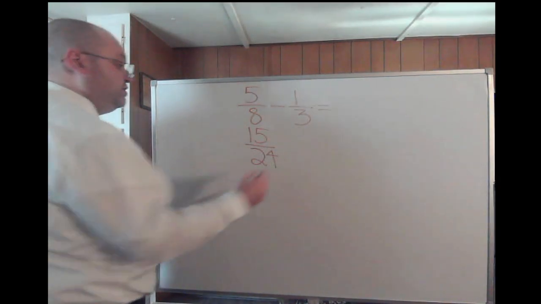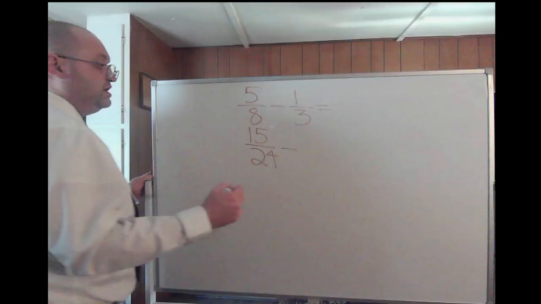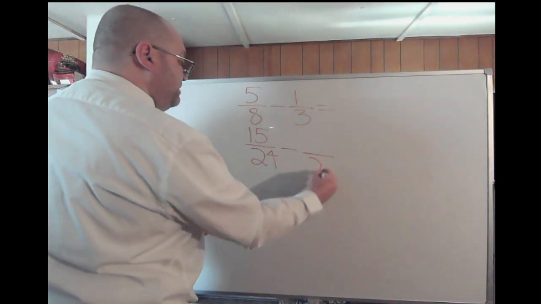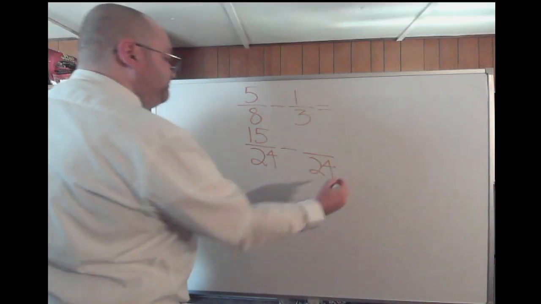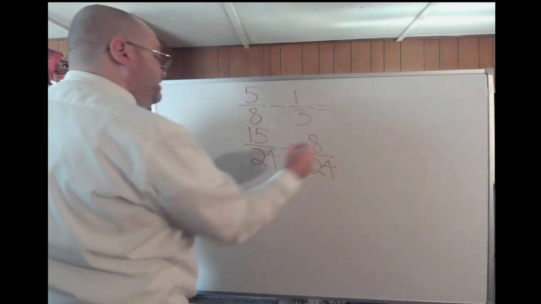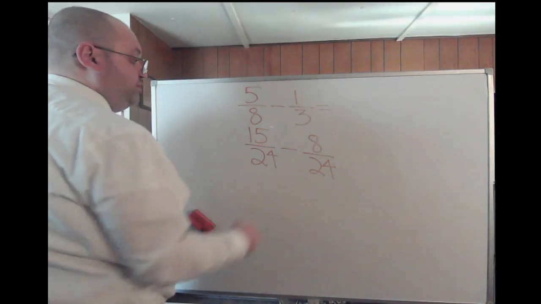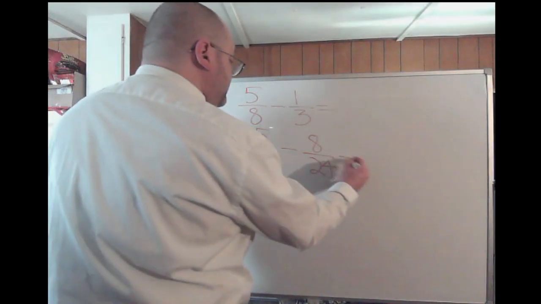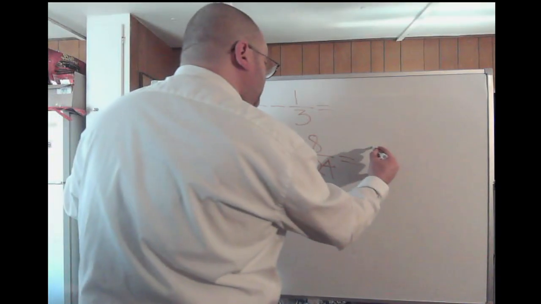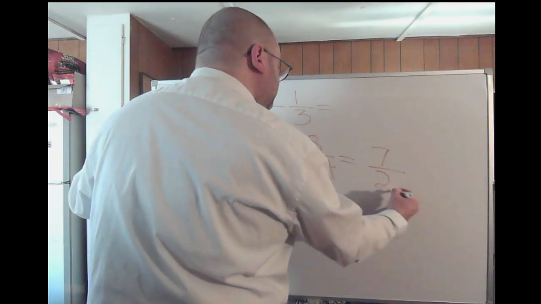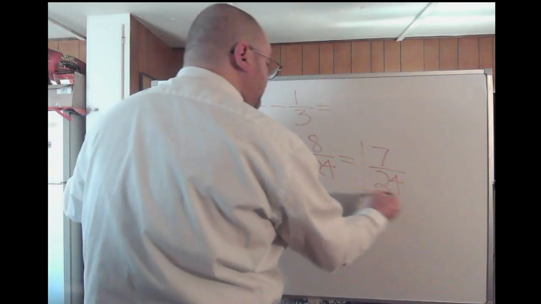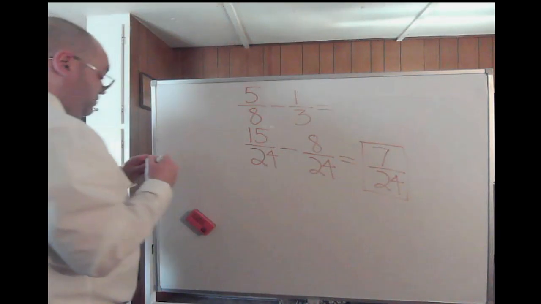So you have 15 24ths minus, then you have to convert that 3 into a 24. In order to do that, you multiply by 8, which means you got to multiply that 1 by 8, which would just give you 8. So you'd have 15 24ths minus 8 24ths. Now you can do your subtraction since they have the same denominator. 15 minus 8, that's 7. So you would get 7 24ths. And it reduces no further, so your answer is going to be 7 24ths.